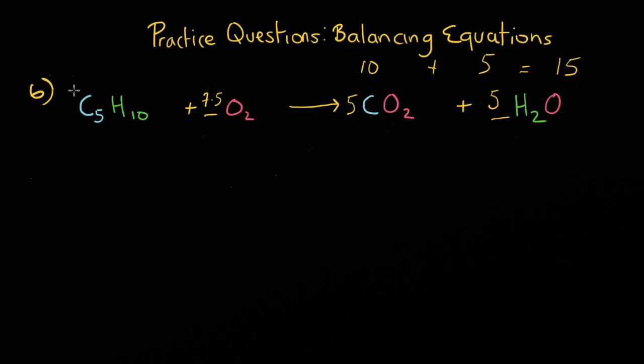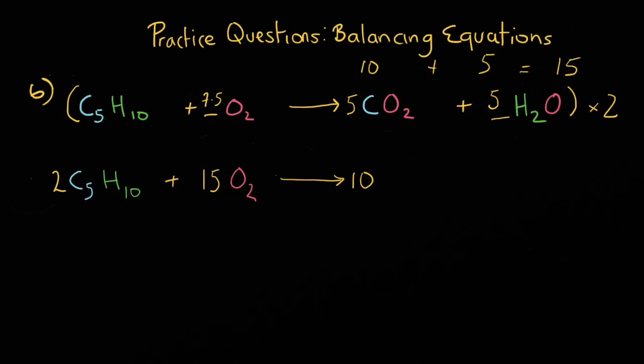So the next step is we've got to multiply the whole equation by 2. So everything in the equation has to be multiplied by 2. So let's have a look at what the equation looks like once we've multiplied each of these molecules by 2. So there we have it. Now we're going to move on to question 7 and then eventually question 8.